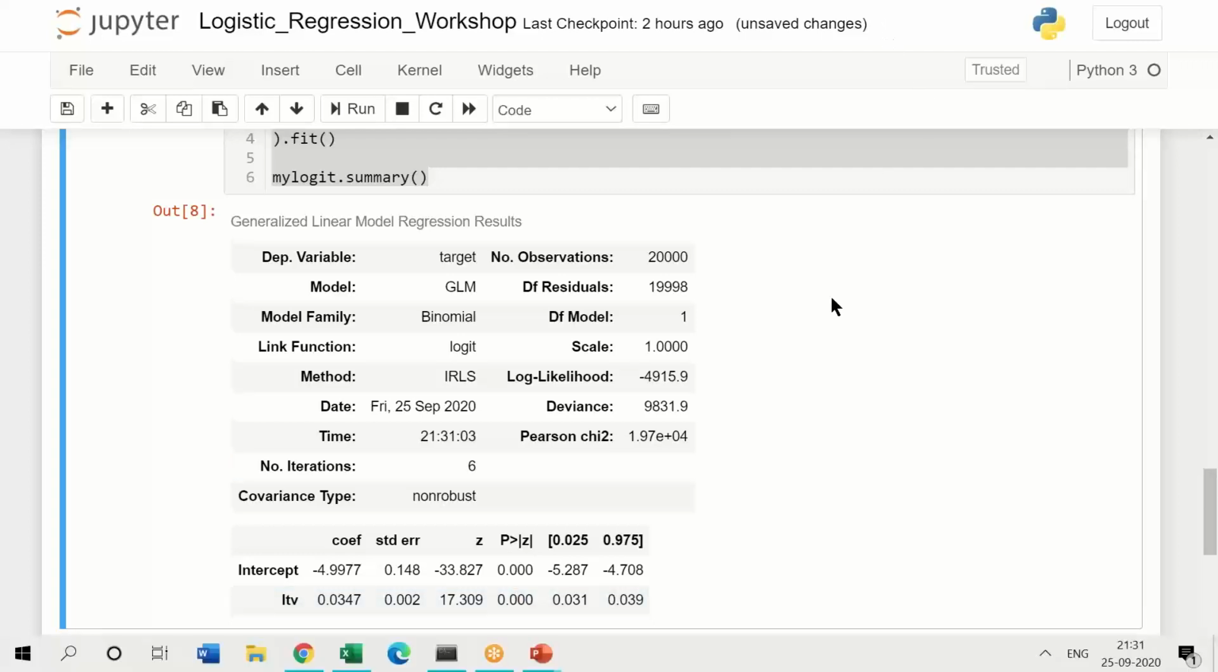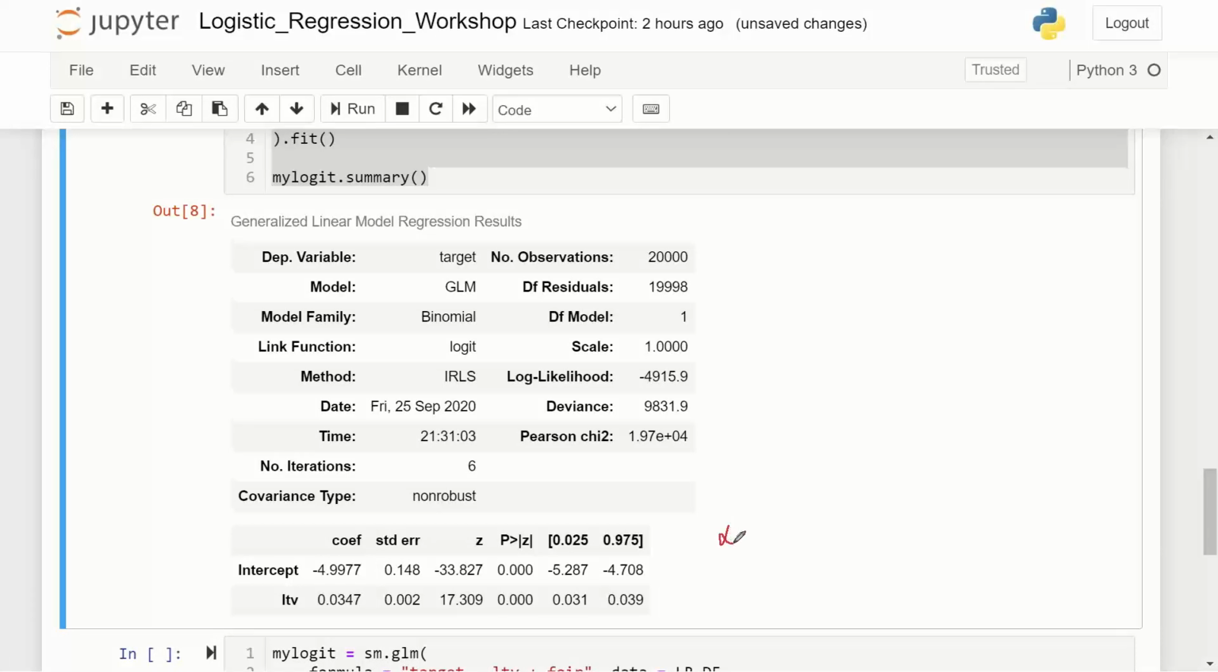Assuming alpha equal to 0.05, or probably now I'll say alpha is equal to 0.001. Let me take this 0.001. If alpha is equal to 0.001, my confidence at which I want to take a decision is 1 minus 0.001, that is 99.9% confidence at which I want to select the variables. Now, based on that, is the LTV variable significant or not? The p-value of LTV is 0.000. Let me know your opinion.